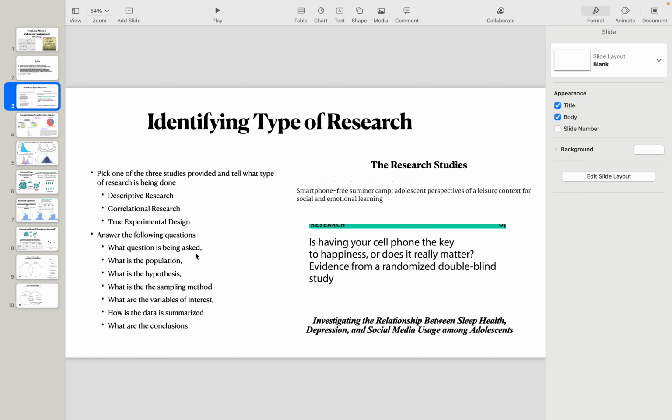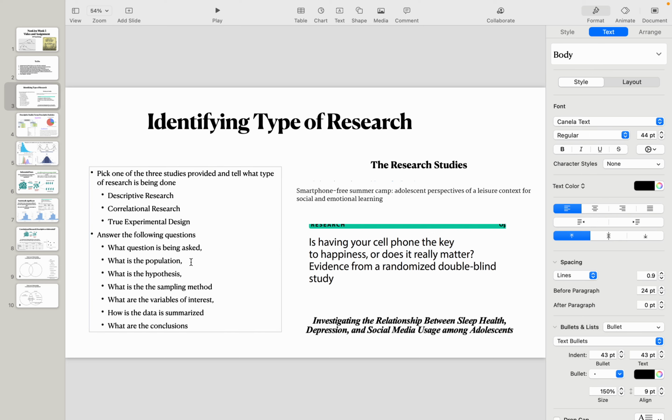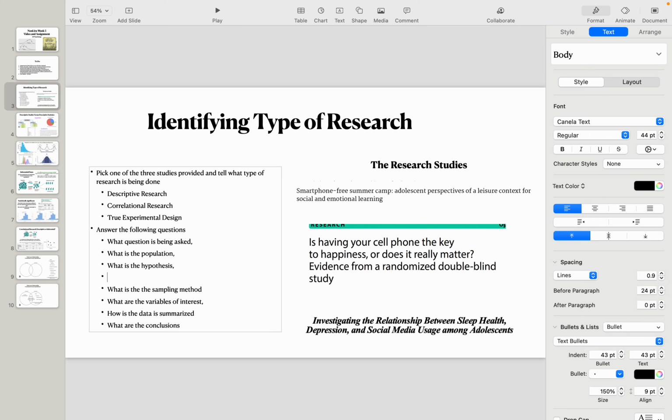What question is being asked in the study you picked? What's the population? What's the hypothesis? What sampling method do they use? What are their variables of interest? How is the data summarized? What are the conclusions? I should add one question here. Does anybody remember from the free response? Who can the results be generalized to? We should have that question in there because that was part of the free response.